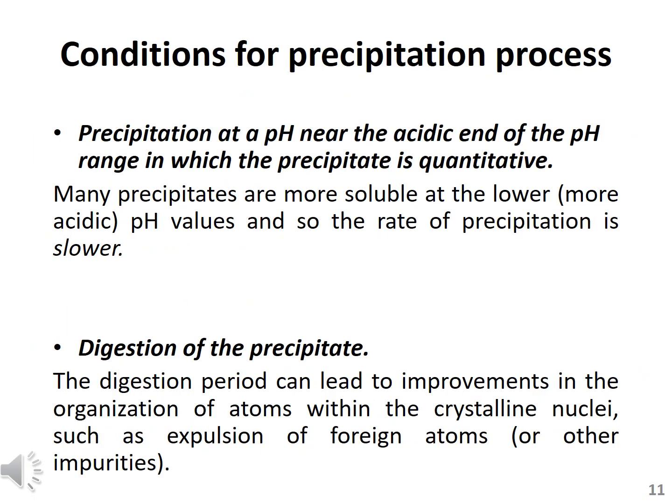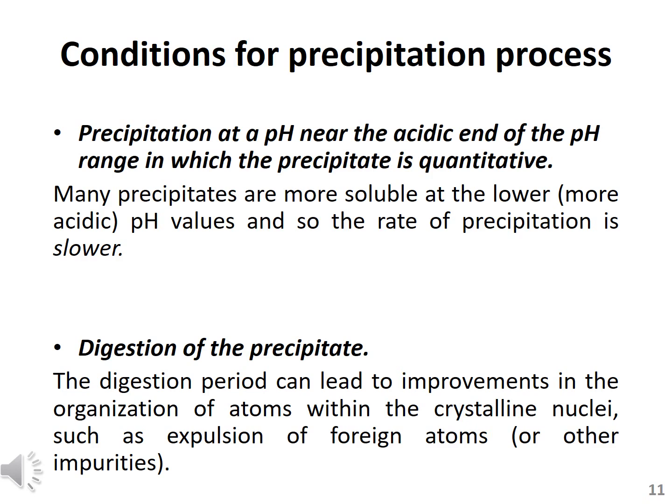So another condition is precipitation at the suitable pH, whether it's acidic or basic. So precipitation should be processed at its relevant pH.